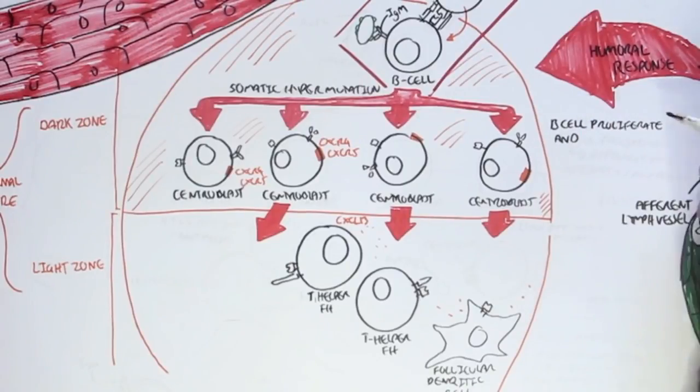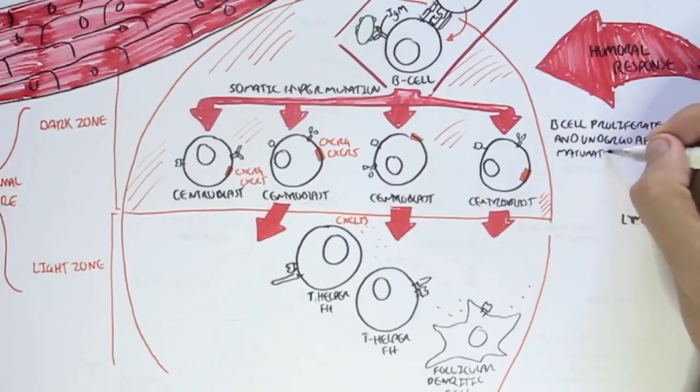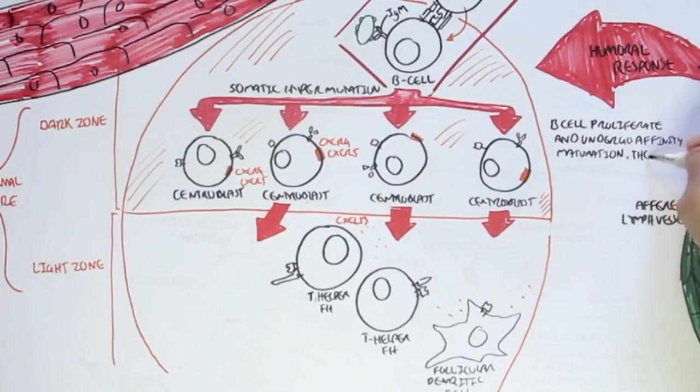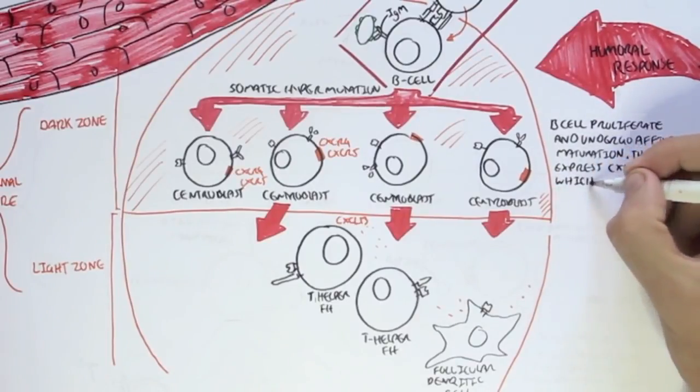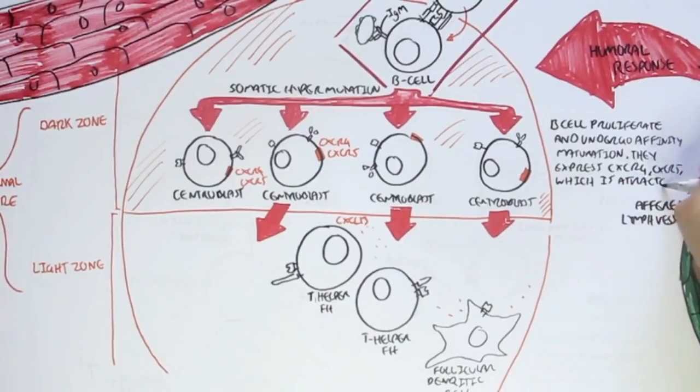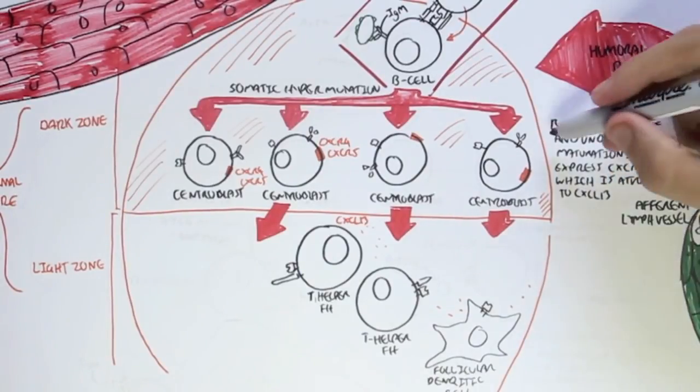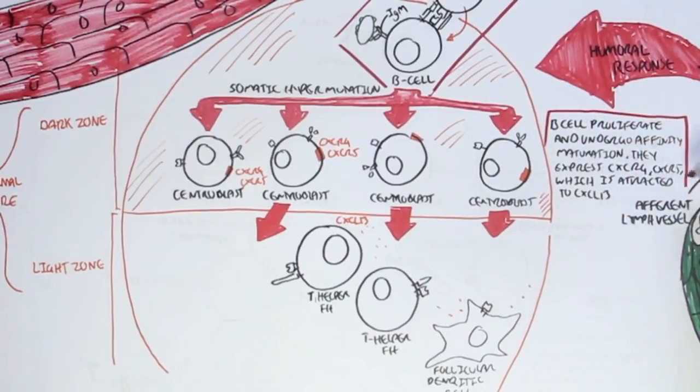So just recapping, the B cells proliferate and undergo affinity mutation through somatic hypermutation. I wrote here maturation, that's not right, sorry. And they also will begin expressing proteins such as CXCR4 and CXCR5, which are attracted to the chemokine coming from the light zone, in this case CXCL13. So the centroblasts will move from the dark zone to the light zone, and they will become a centrocyte in the light zone.